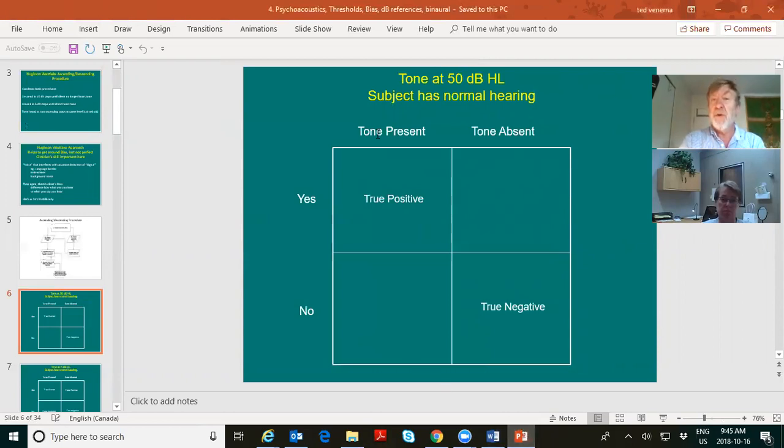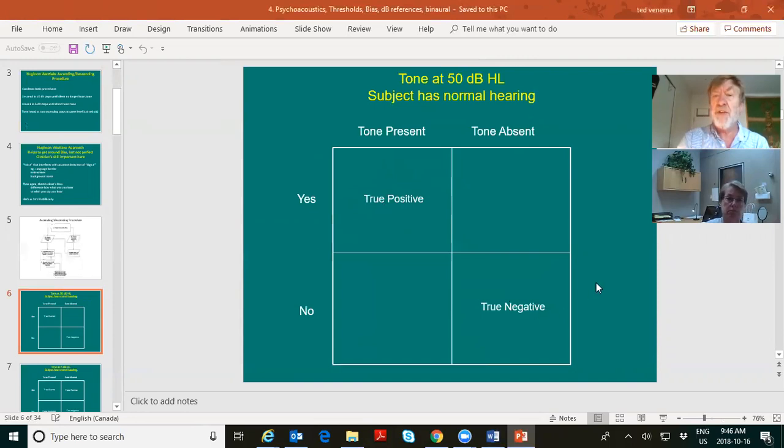So the tone is either present or absent. You can see the top of the box there. The client also has a part, he or she can say yes or no. So pretend you've got this 50 dB tone and it's presented over 100 trials. In 50% of the trials, the tone is present, and in 50% of the trials, the tone is absent. Well, if you've got normal hearing, you can hear all the way down to zero. Every time the tone is present at 50 dB, you're going to say, yup. And every time the tone is absent, you're going to say, nope, I don't hear it. So look where your answers are going to fall. They're all going to fall in the true positive and true negative boxes. You won't have any mistakes because the tone is clearly audible to you. It's presented at 50 and you can hear all the way down to zero. So 50 is decent. Easy peasy.